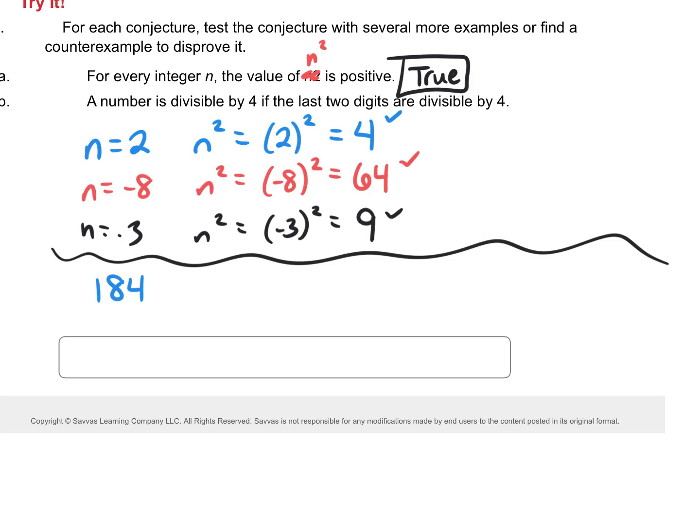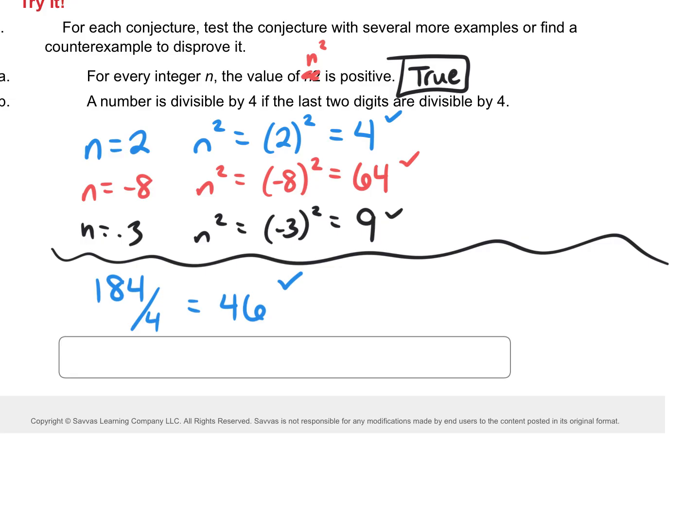Can I take 184 divided by 4? Yes. What'd you get? 46. There we go, 46. So this held to be true. Go find 2 more examples. Go try 2 more numbers.